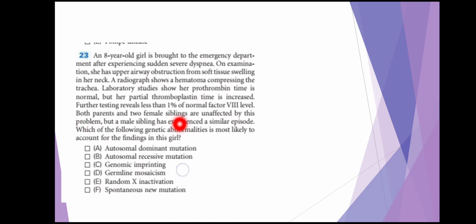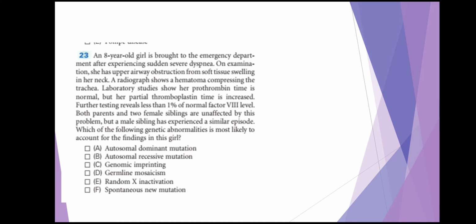Both parents and 2 female siblings are unaffected by this problem. So the parents are unaffected, and both the female siblings are also unaffected. But a male sibling has experienced a similar episode. So the male has got the disease, but the 2 female siblings have not got the disease. Which of the following genetic abnormalities is likely to account for the finding in this girl?